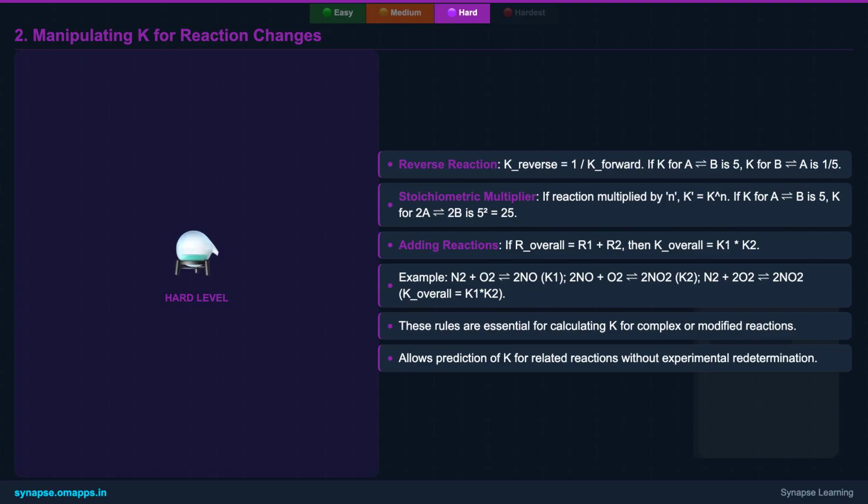If you reverse a reaction, its new K is the reciprocal of the original. If you multiply a reaction by a factor, n, the new K is the original K raised to the power n. And most importantly, if you add elementary reactions to get an overall reaction, the overall K is the product of the individual K values. These rules allow us to calculate K for complex reactions from known simpler ones and are vital for multi-step equilibrium problems.